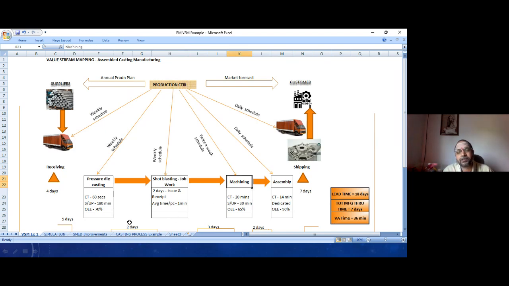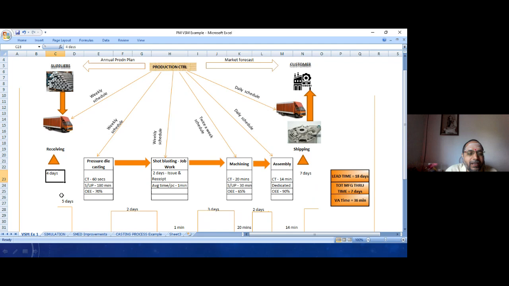You have machining operations. Then it goes to assembly. And from assembly, it is shipped to a domestic customer. And you find the timelines here, and you also find the schedules. So there is a weekly schedule being given to the supplier against which the supplier supplies. So normally it takes 4 days for the materials to reach. So now, once materials are there, it is in stock. The company is maintaining approximately 5 days stock of materials.